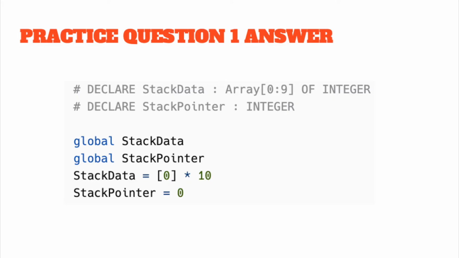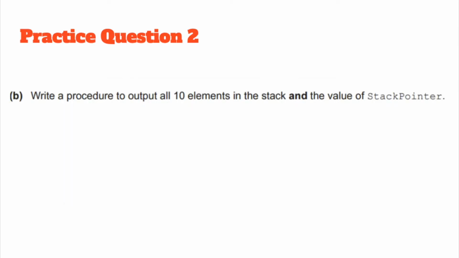And then the stack data is basically an array, in this case 10 zeros, and stack pointer is initialized to 0. That's all there is to this one. This would probably give you 3 to 4 easy marks. Practice question 2. Write a procedure to output all 10 elements in the stack and the value of the stack pointer. A basic loop is all that's needed here.